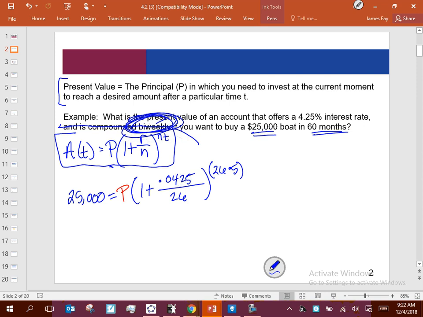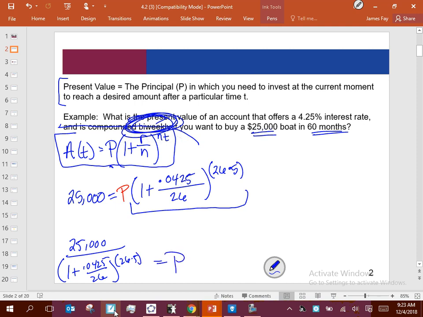Now, do I have the ability to solve for P then? Yeah, because this P and this garbage here, this is just one number, right? That's a coefficient essentially for P. So I can divide both sides by that and get P. So 25,000 divided by 1 plus 0.0425 over 26, raised to 26 times 5. That should give you the P value.